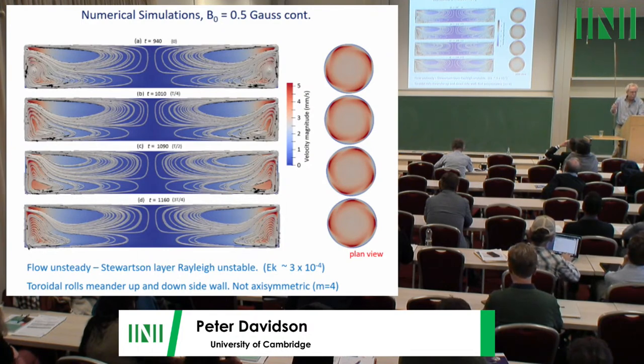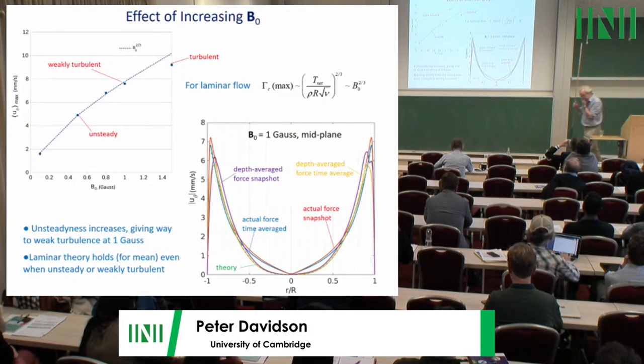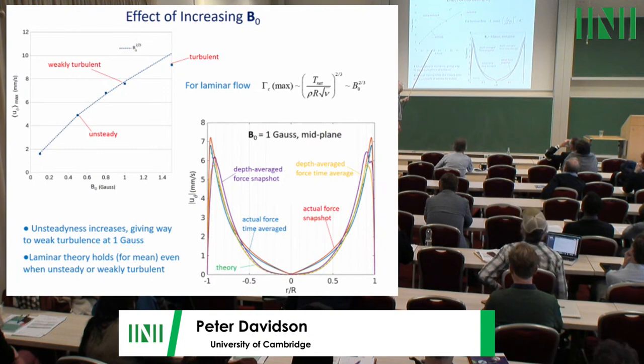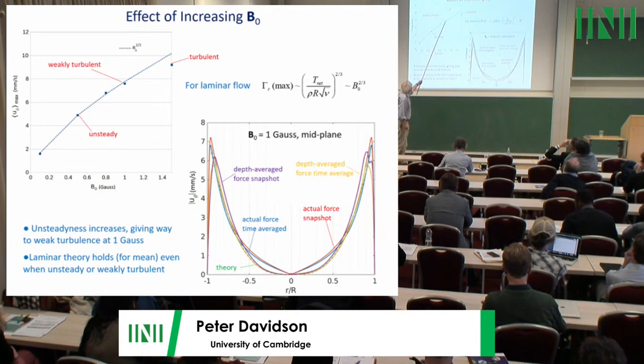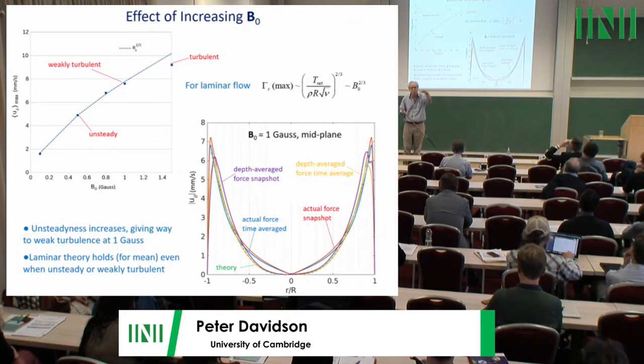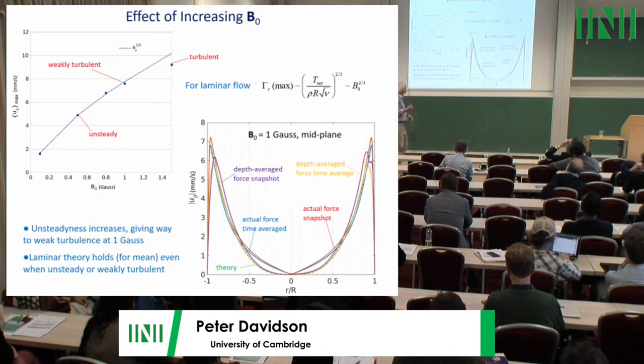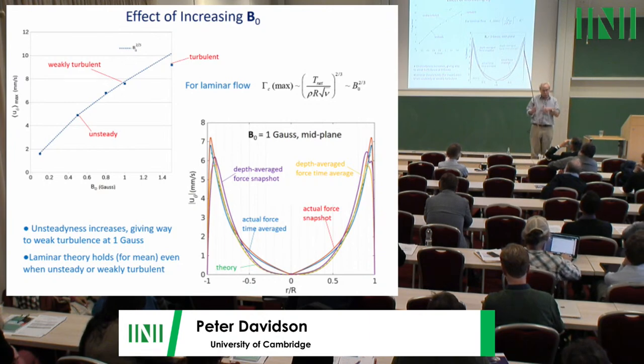So let's crank up the magnetic field a bit to fields which are still actually tiny, much, much weaker than a fridge magnet. So this is the one I've talked about. That's at half a gauss. That's unsteady but laminar. By the time I get to one gauss, I'll show you this in a moment, then you get weak turbulence. It's chaotic but not broadband. And I get up to the absolutely massive field with 3 times the Earth's magnetic field, 1.5 gauss, which is nothing. And it's broadband turbulence.